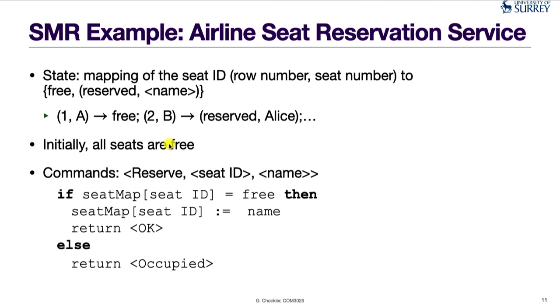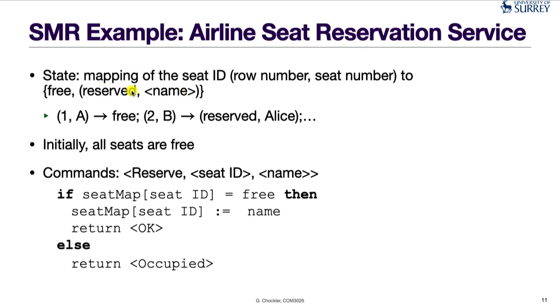Let's see an example. The example we will consider has to do with reserving seats for airlines. It's an airline seat reservation service. The state in this case is a mapping from the seat identifiers, which consist of a row number and the seat number, to a set. The seat can be either free or reserved. If it is reserved, then it also has the name of the person who reserved the seat.